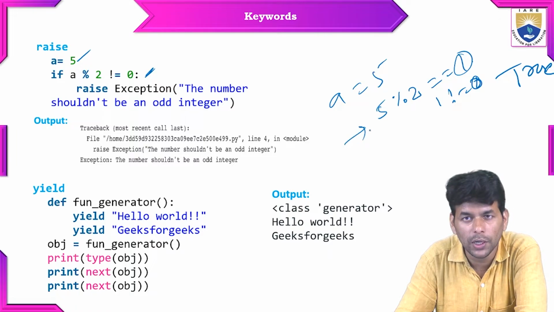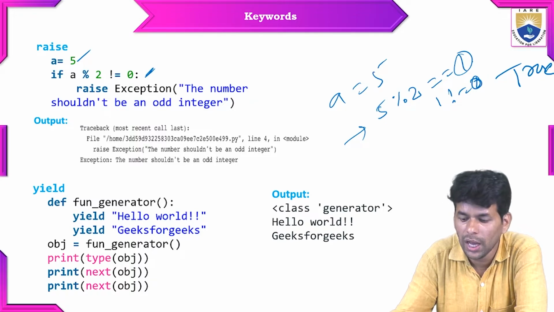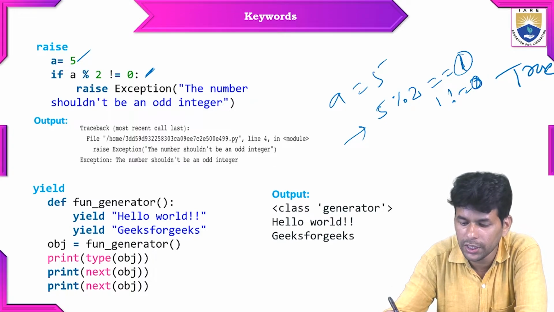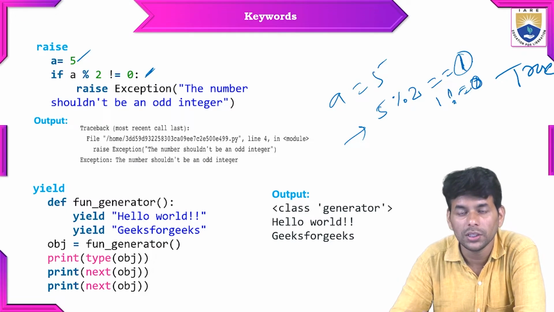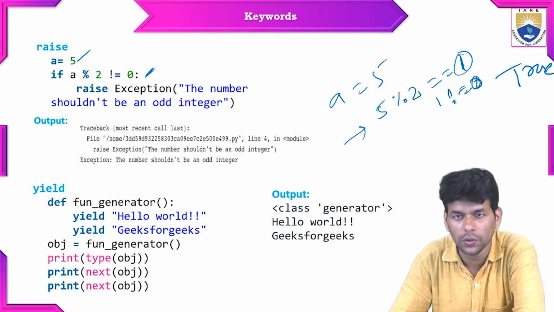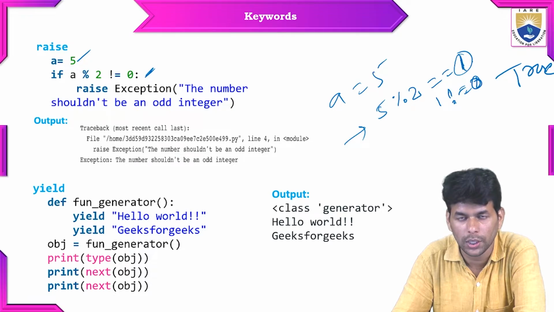What is the value of a? It is 5. 5 modulo 2 gives 1. This 1 is not equal to 0, which means the condition becomes a true value.